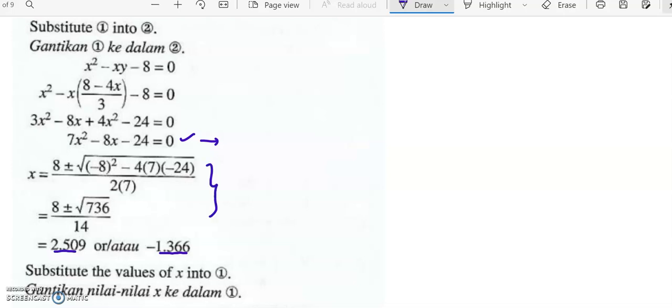Please don't skip this method. Okay, please don't skip.